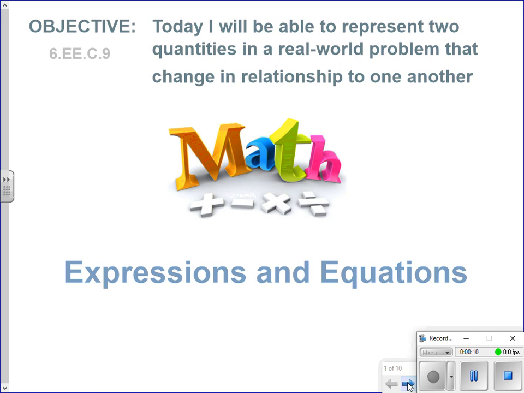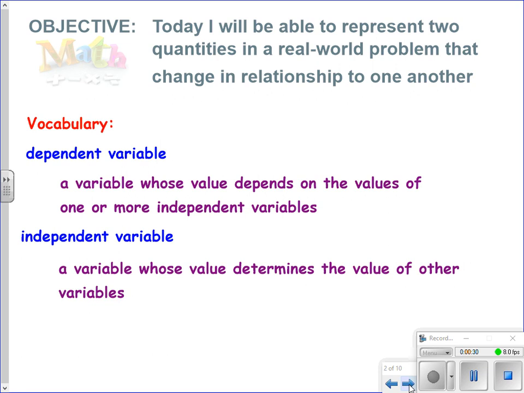Today we're going to be looking at Common Core Standard 6.EE.C.9. What that means is that we're going to use variables to represent two quantities in a real-world problem that change in relationship to one another. We're going to write an equation to express one quantity, thought of as the dependent variable, in terms of the other quantity, thought of as the independent variable. We're going to analyze the relationship between the dependent and the independent variables using graphs and tables, and we're going to relate those to the equation.